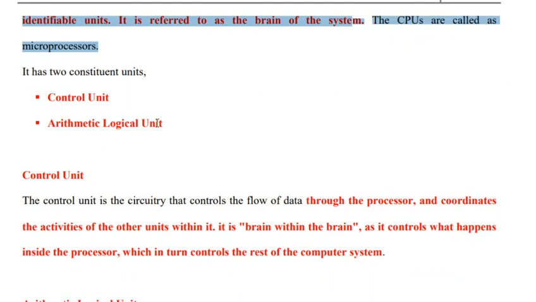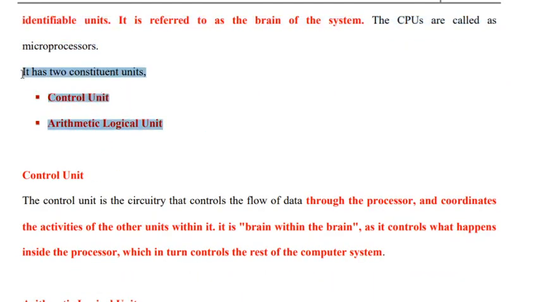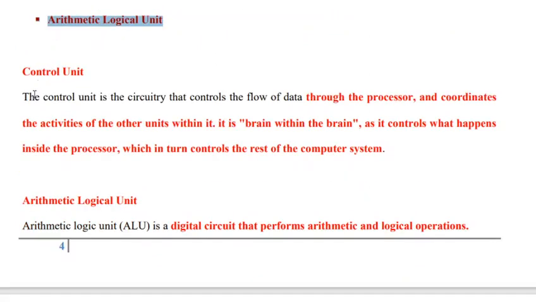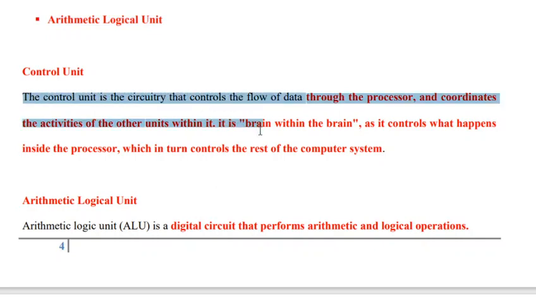Now, central processing unit has two identifiable units, as we all know. These are called control unit and arithmetic logical unit. Control unit is responsible for coordinating the activities of all the other units. It is the circuitry that controls the flow of data through the processor and coordinates the activities of all the other units within it. So it is called the brain within the brain, as it controls what happens inside the microprocessor, which in turn controls the rest of the computer system. This is the role performed by control unit.